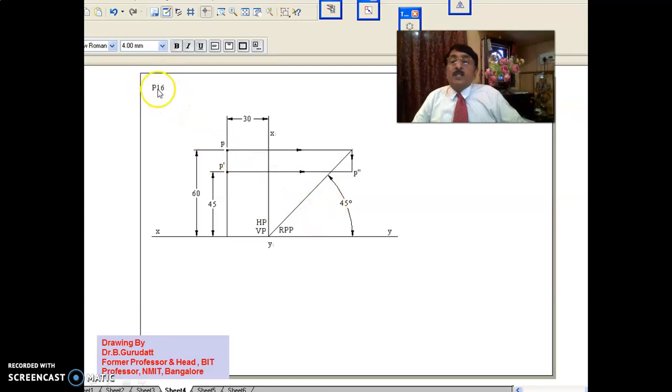Problem 16 from the VTU textbook. As soon as you look at this problem, you say it is 45 mm above HP, 60 mm behind VP, 30 mm from RPP, and you are supposed to write the projections of this point P in all the three quadrants. P, P dash and P double dash have been written.